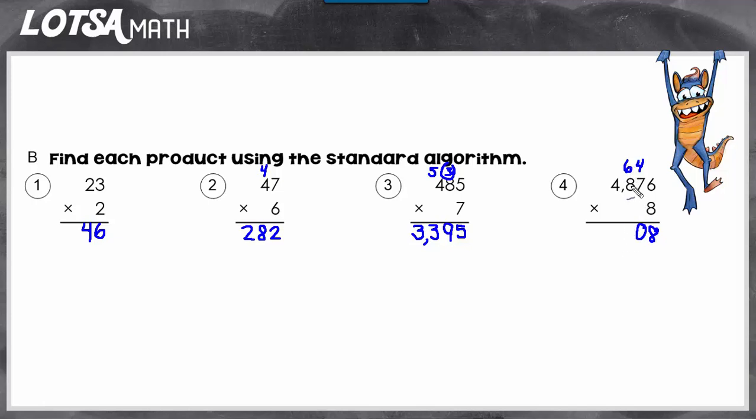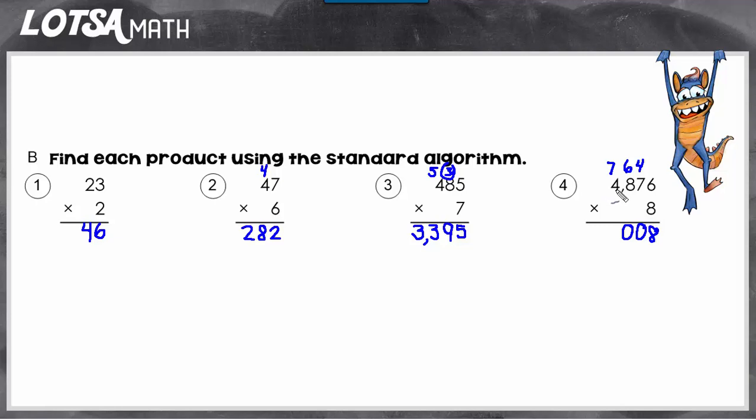So the third step is to look in the hundreds place. There's an 8. So I need to do 8 times 8. 8 times 8 is 64, but I'm not done yet because I have to add this 6. So 64 plus 6 is 70. So I'm going to write the 0 from the 70 right underneath in the hundreds place, and I'm going to carry the 7.